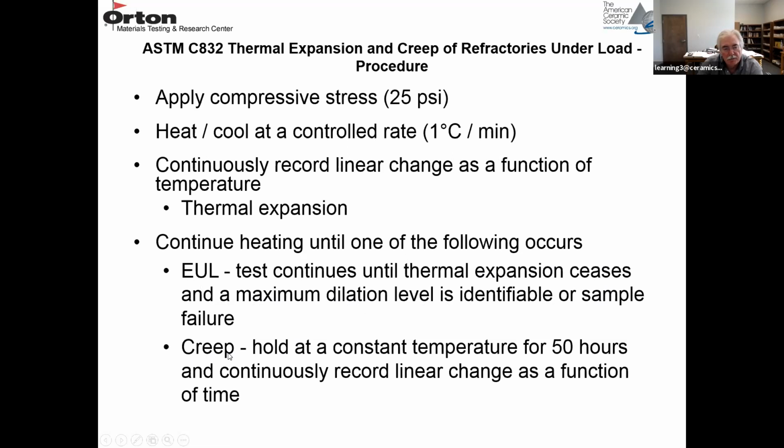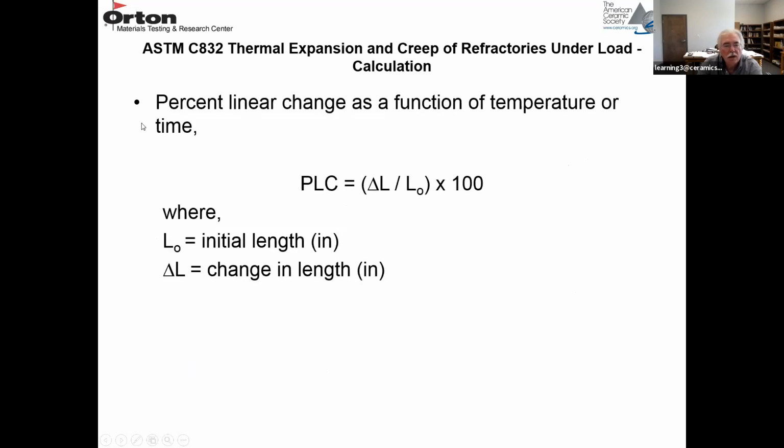You can run a creep test where you hold it at a constant temperature for 50 hours. So you bring it up to some temperature, hold it for 50 hours, and now you record the heat up change and the change during the 50-hour creep. The percent linear change is the same formula for most of these tests, delta L over L0 times 100. So the change in length divided by the initial length times 100 to give percent linear change.